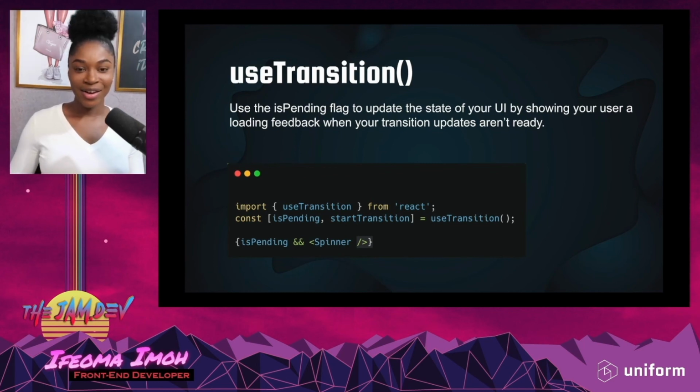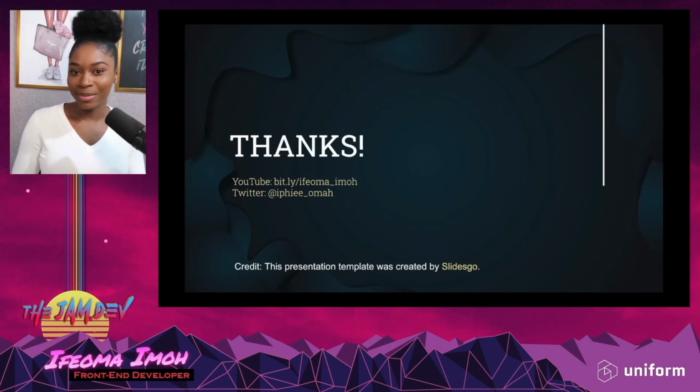Now, like I said earlier, the concurrent features in React 18 are opt-in. So all you need to do is upgrade to React 18 to start using the concurrent features in your application.